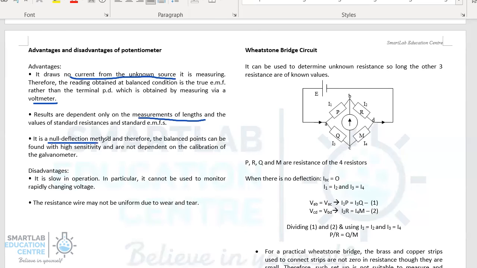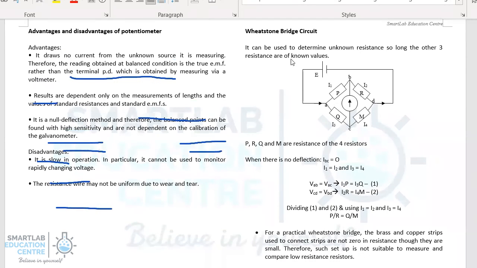Finally, it is a null deflection method, so the balance point can be found with high sensitivity and is not dependent on the calibration of any measuring instruments. One of the disadvantages is that it is slow, and second, the resistance wire may not be uniform due to wear and tear, especially with the use of the jockey.